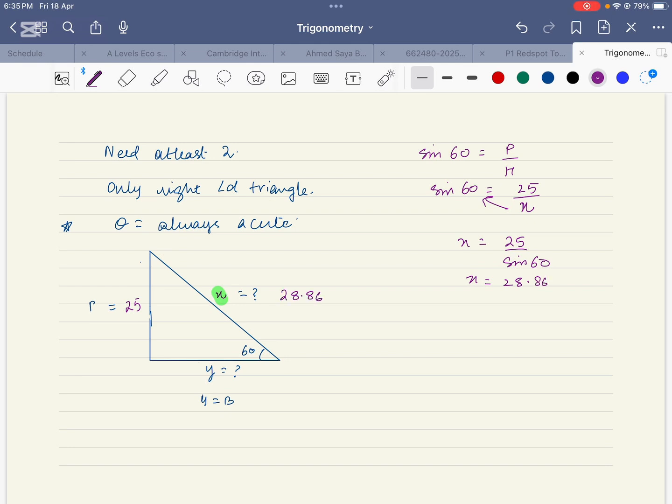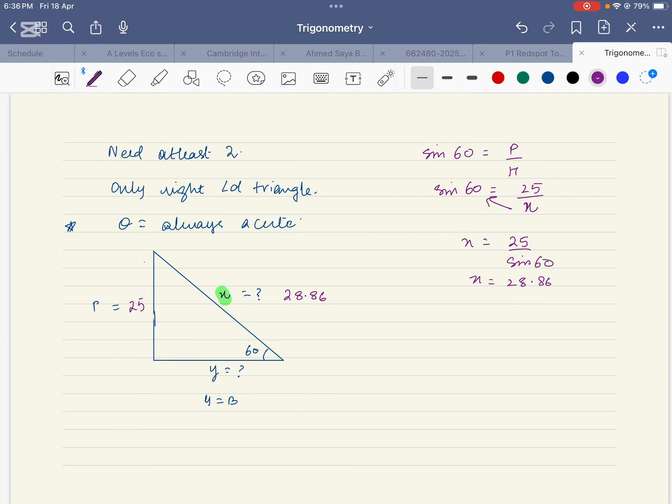Now we can calculate y. To calculate y, we can use cos, we can use tan, and we can use Pythagoras also, but here we are going to use tan. Why? Till painted black. Here the angle is given to us and the perpendicular is already given to us. We have to find out the base.